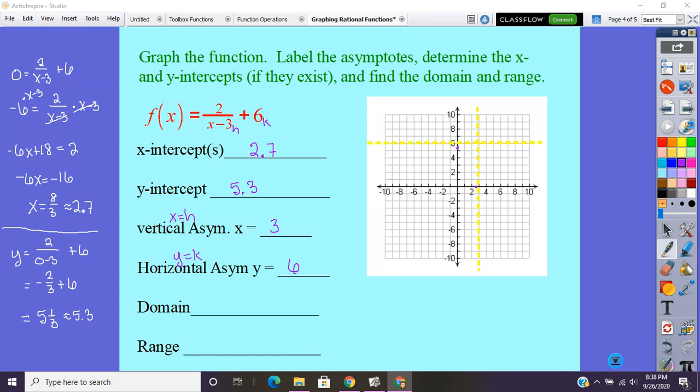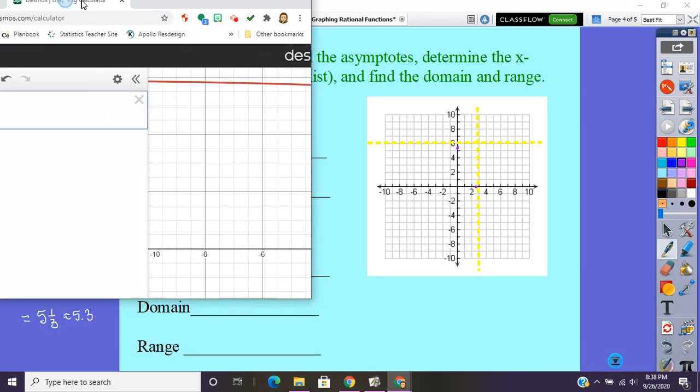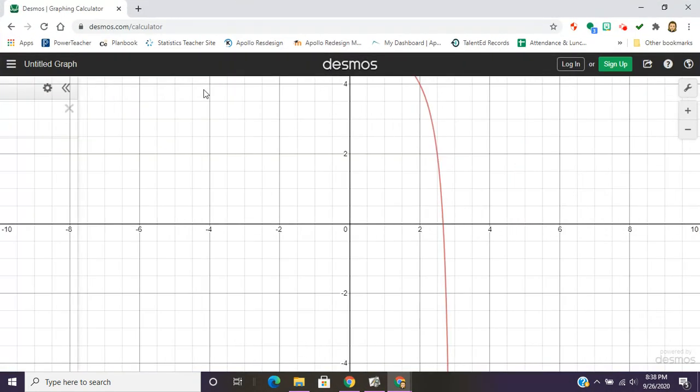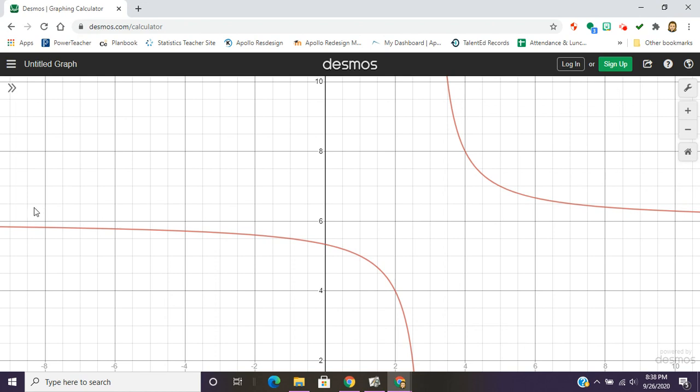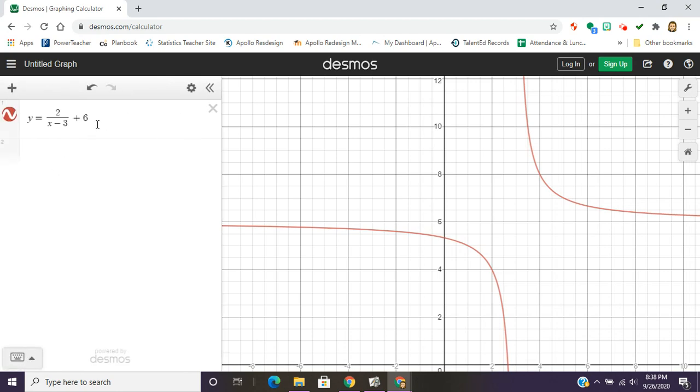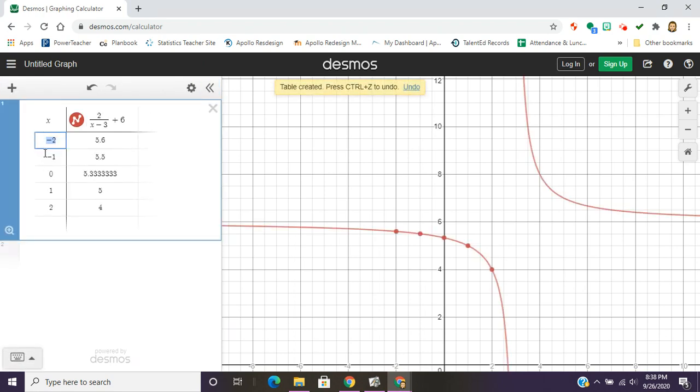In Desmos, it is pretty easy to type these equations in and to get a table. I'm going to pull this over here real fast so we can see it. All right, this would be our graph. We can see here's our y equals 6 and our x equals 3. But what I'm really looking for is a t-table. On Desmos, if you click this and convert to table, now we have a table we can mess with.